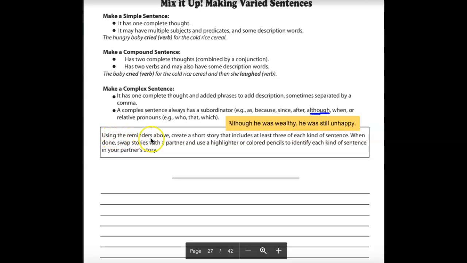So use the reminders above, create a short story that includes at least 3 of each kind of sentence. When done, swap stories with a partner and use a highlighter or colored pencils to identify each kind of sentence in your partner's story. Well, you don't have a partner there to do that, but you can write a story, use 3 simple sentences, at least 3 compound sentences, and 3 complex sentences. All right? All right, let's move on and see what we have next.